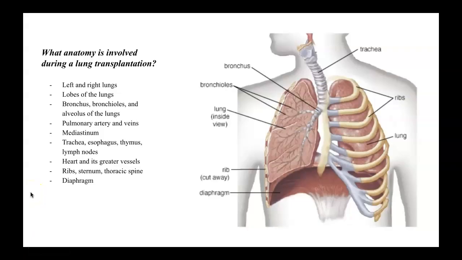So the anatomy that is involved is the right and/or left lung, the lobes of the lungs, the bronchus, bronchioles, and alveolus of the lungs. Those are all in the lungs, but I just wanted to add those. The pulmonary artery and veins, the mediastinum, which includes the trachea, esophagus, thymus, and lymph nodes, the heart and its greater vessels, the ribs, sternum, and thoracic spine, as well as the diaphragm.